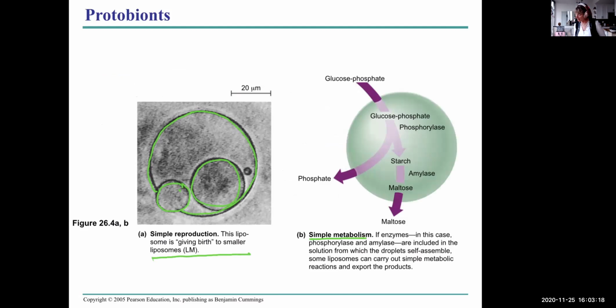So there may have been a very simple metabolism at first. If, for example, there are some enzymes included in the droplets that self-assemble, then some of them may carry out some simple metabolic functions. So this is glucose phosphate phosphorylase. That's an enzyme which could form spontaneously, perhaps, and produce starch and maltose. And these are energy molecules. So of course this is hypothetical, but these conditions can more or less be recreated in a lab. Protobionts predating actual cells.